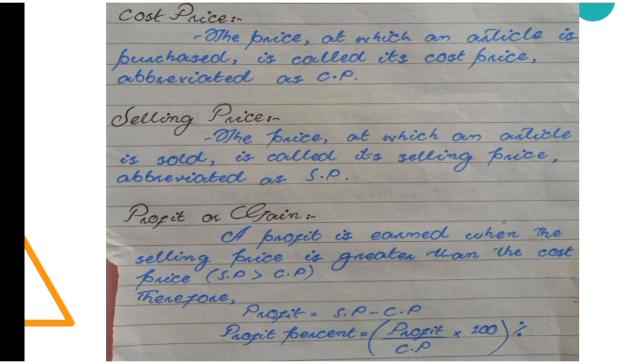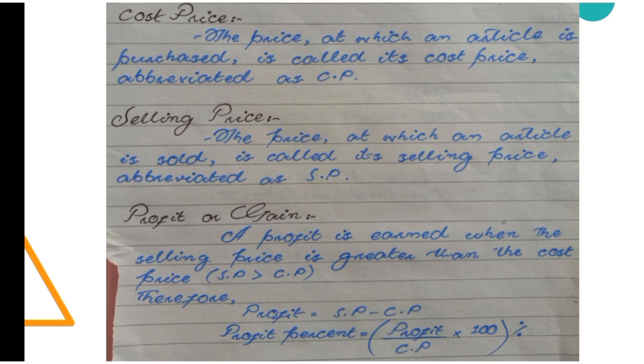In this unit, you will learn how to calculate cost price, selling price, profit, loss, profit percentage and loss percentage. First of all, see the definition of cost price. The price at which an article is purchased is called its cost price, abbreviated as CP, or we can denote cost price as C.P. Now, selling price is the price at which an article is sold, and it is denoted by SP.